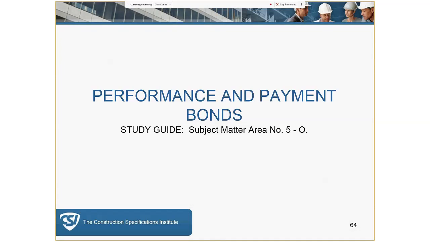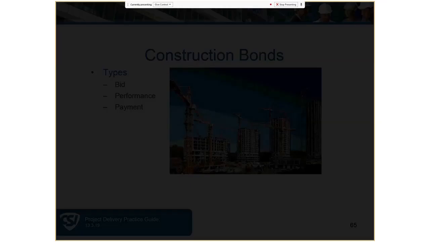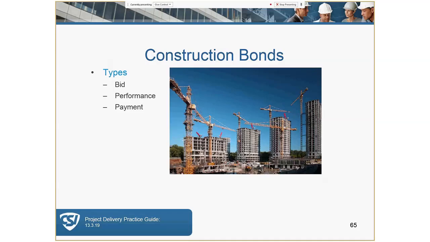Bonds are an important element of protection for the owner on a construction project. They're not insurance as much as they are assurance. So make sure you understand that bonds are not a form of insurance or an insurance policy. These are the three common types of bonds on a construction project. In this session, we're going to talk about each one of these.